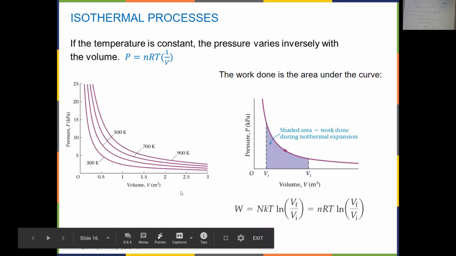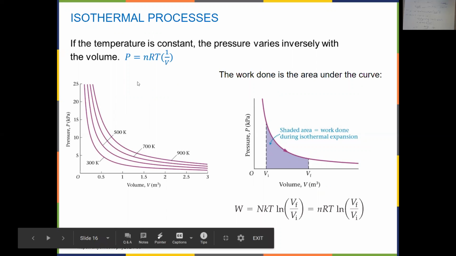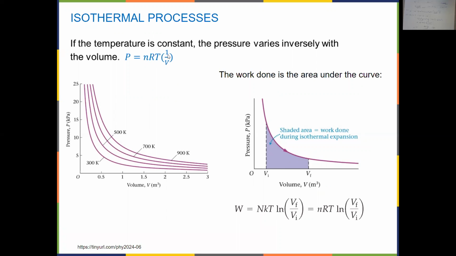The third process is called an isothermal process. That is when T is constant. When T is constant for the same gas system, then the number of molecules stays the same. So T is the same, n is also the same. From the ideal gas law, PV equals nRT, if you move V to the other side, then P equals nRT times 1 over V.